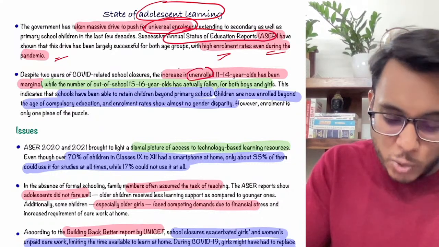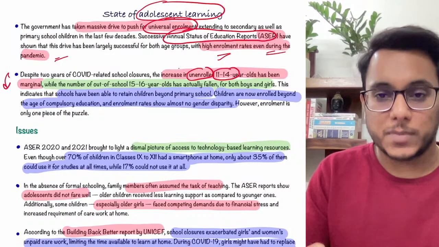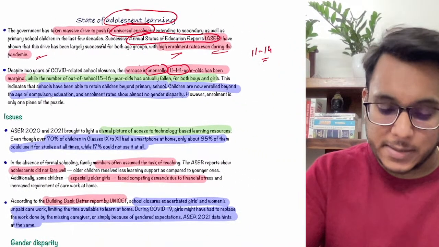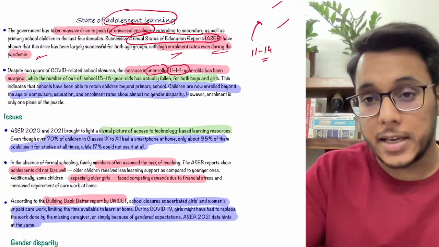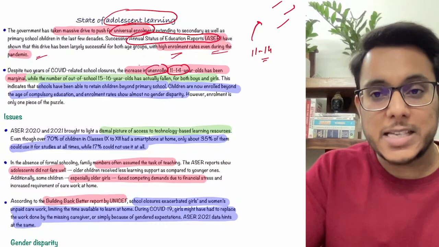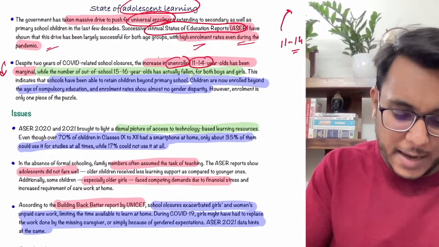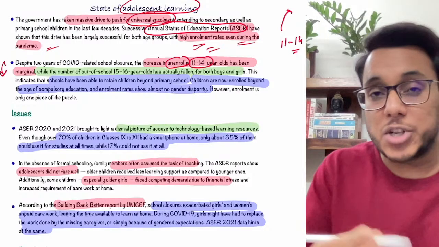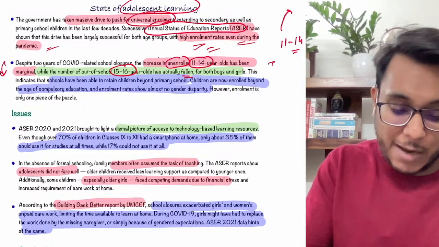It has provided that the increase in unenrolled students in the age of 11 to 14 years is marginal. In this particular age group, every year a large number of children are not in school, and their numbers increased during the pandemic, but the increase is very marginal, which is a good thing. After that, it has been provided that the number of children out of school in the age bracket of 15 to 16 has actually fallen. So this is a very good thing again.